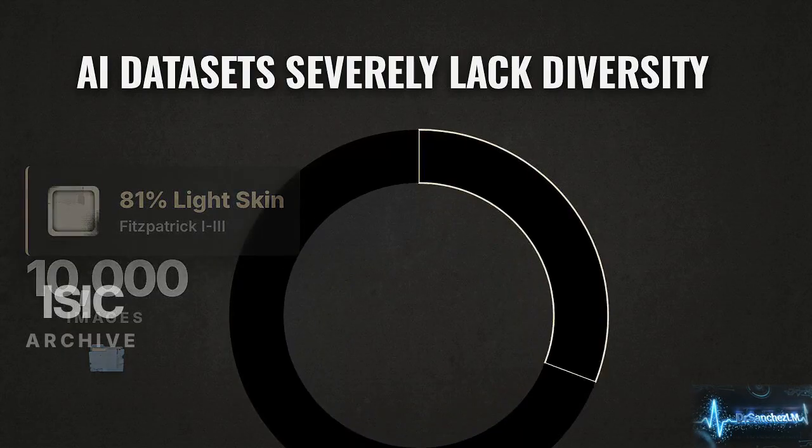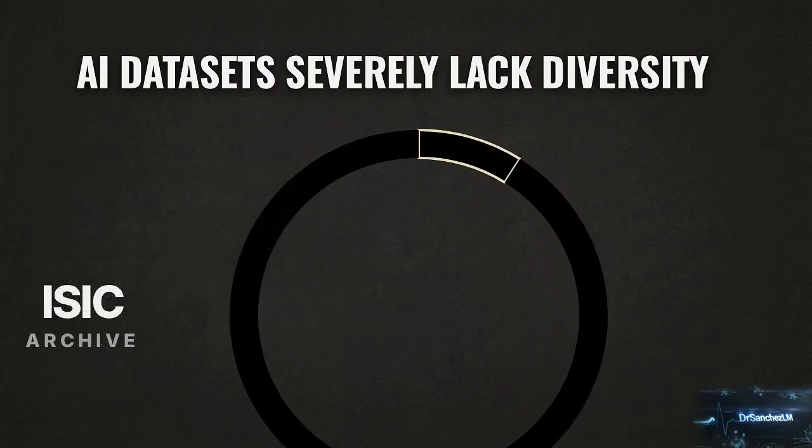The imbalance repeats across other major databases. When looking at the ISIC archive, the International Skin Imaging Collaboration, only 9% of the images represent the darkest skin tones, Fitzpatrick types 5 and 6.